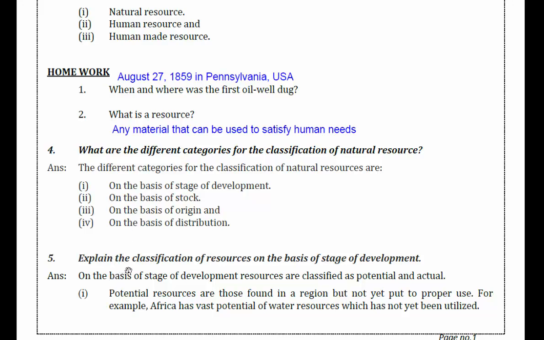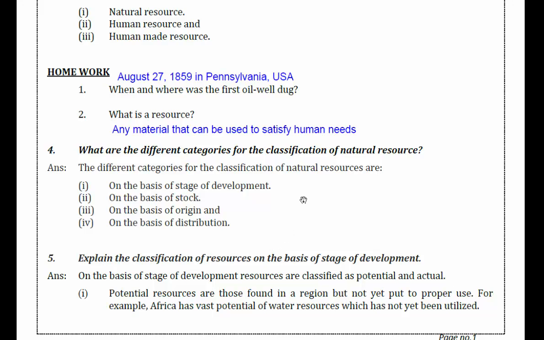All right. Let us see the first one. Explain the classification of resources on the basis of stage of development. On the basis of stage of development, resources are classified as potential and actual resources. Potential resources are those found in a region but not yet put to proper use. For example, Africa has vast potential of water resources which has not yet been utilized. That is what we call potential resources.